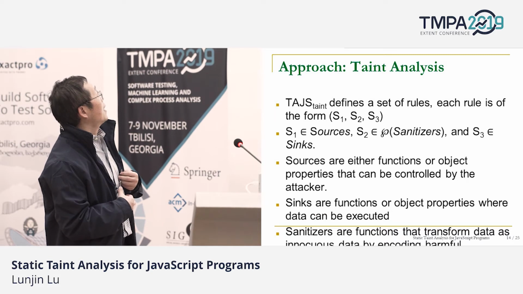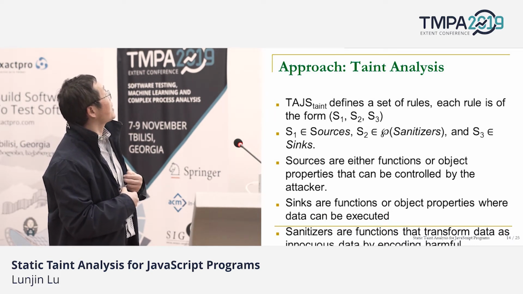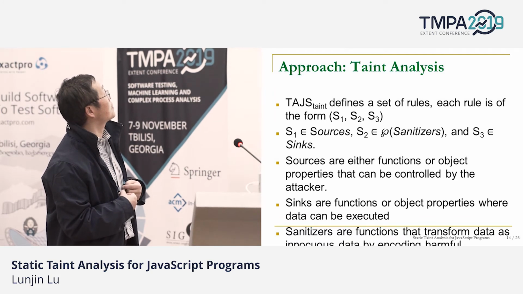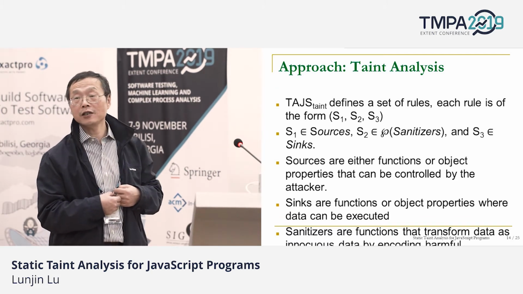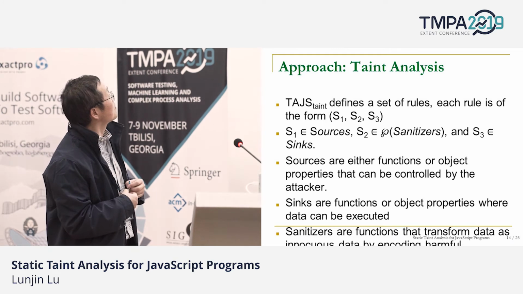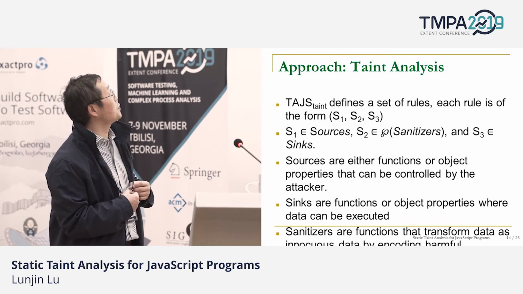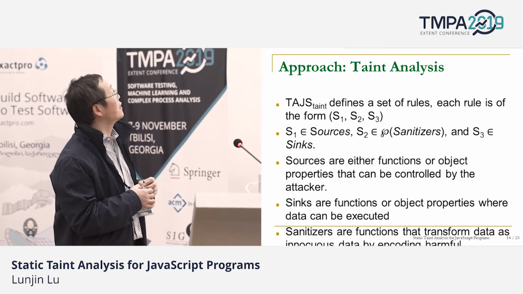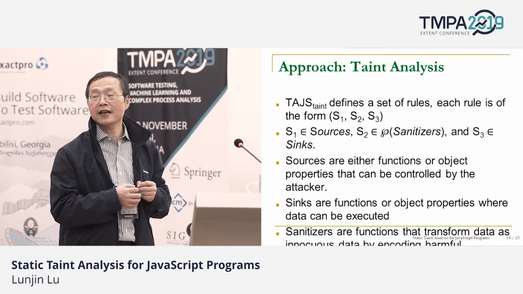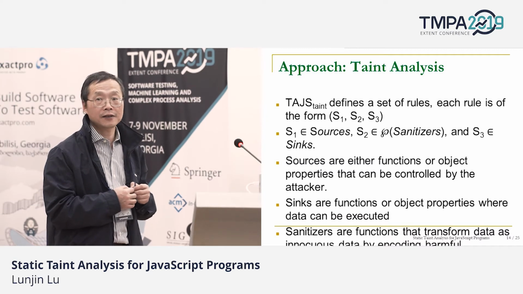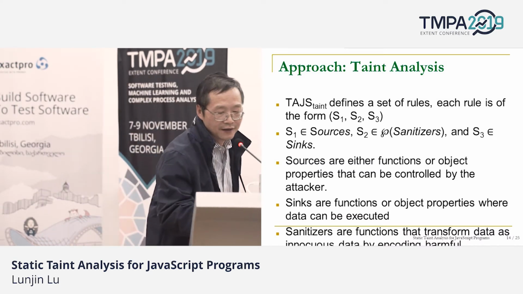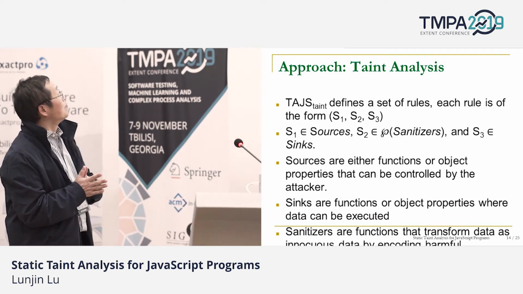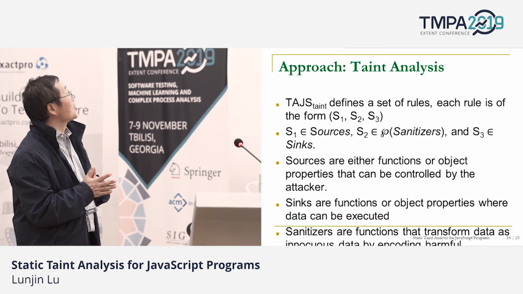TAJS Taint allows rules of these forms. Each rule is a triple. The first element of the triple is the source, the third one is the sink, and in the middle there's a set of sanitizers. Here's an example.